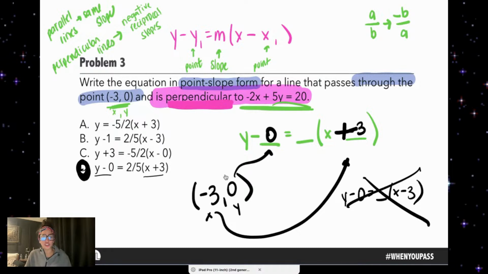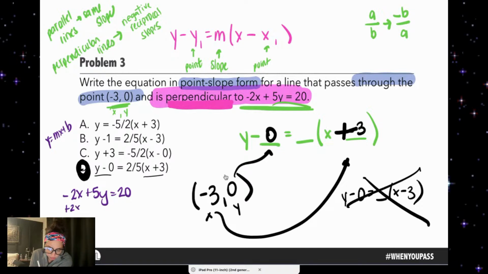I need to put it in slope-intercept form. This is standard form, which means it's not helpful at all. So I'm going to rewrite it. Negative 2x plus 5y equals 20. I need to get it into y equals mx plus b form. So all I'm going to do is add things, multiply things, divide things until I'm left with y.